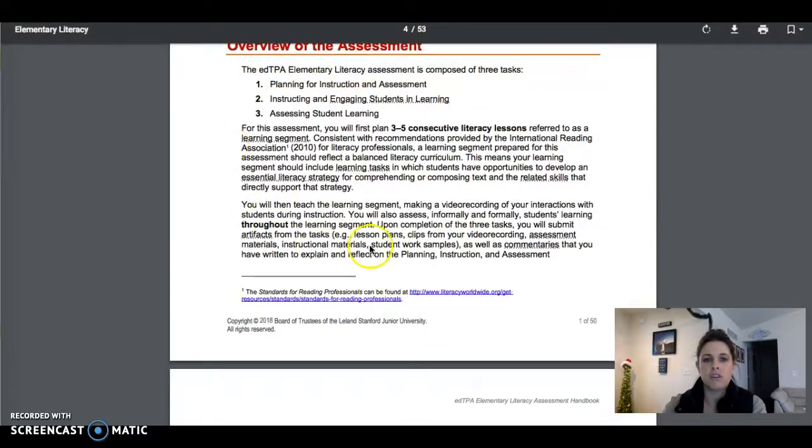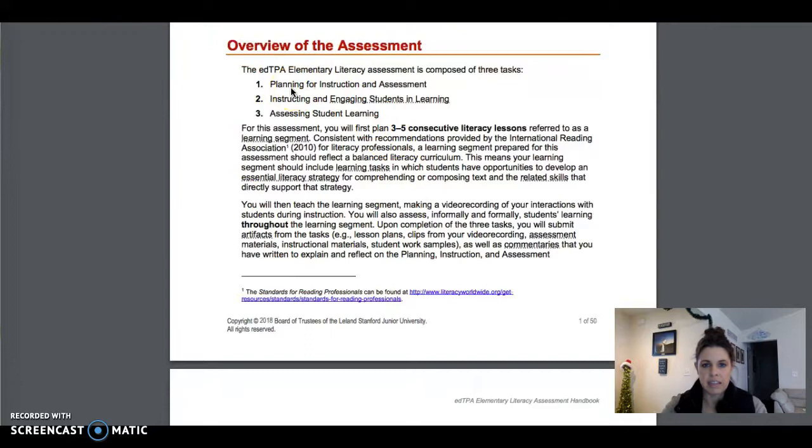So this is just an overview. Again, this has 3 tasks technically. 1 for planning and instruction, task 2 on your actual instruction and engagement, and 3 assessing student learning. So we're going to really work in the next couple of weeks to focus on the planning piece. And if it's possible, we'll work on the instruction piece for task 2.